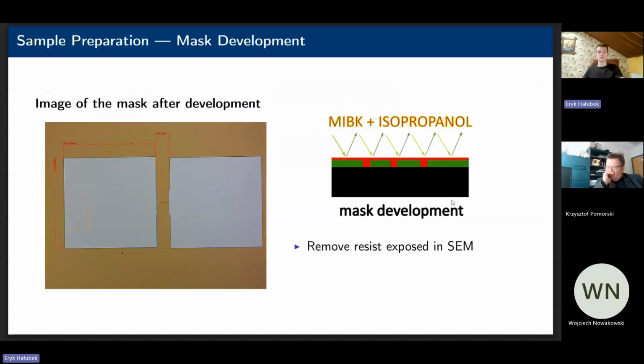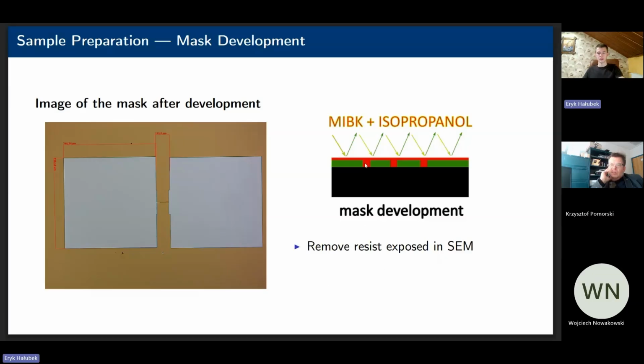Okay, so the next step is mask development. So what we want to make is called a mask, because it masks what we have underneath, the silicon. So this image is an image from an optical microscope of a mask after development.